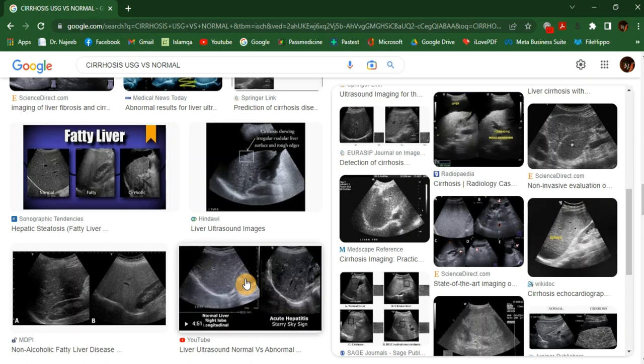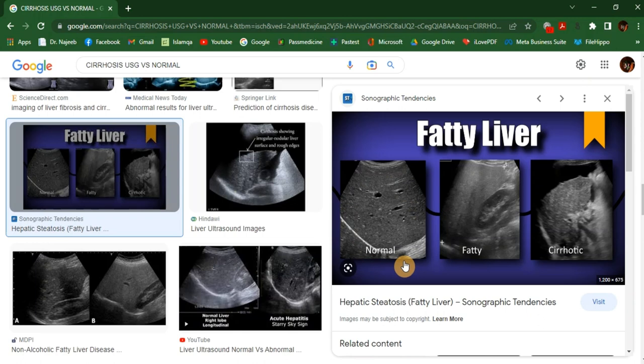So this is the normal liver. This is the fatty liver. There is increase in echogenicity in this portion. And this is the cirrhotic liver, something looking like a distorted picture. Distorted echogenicity.